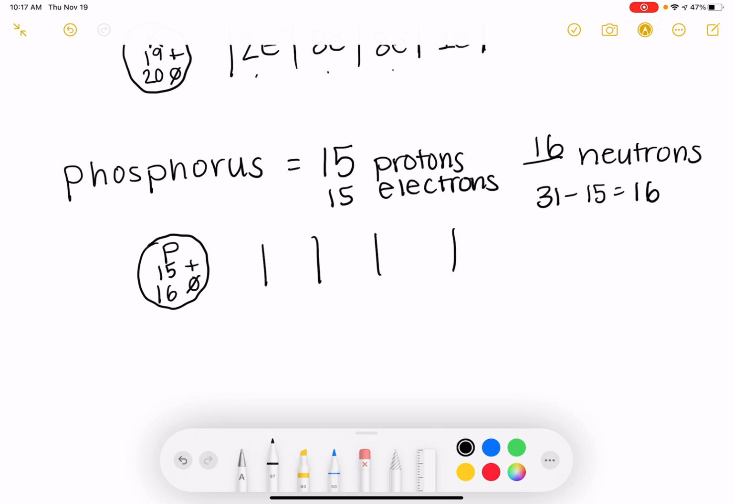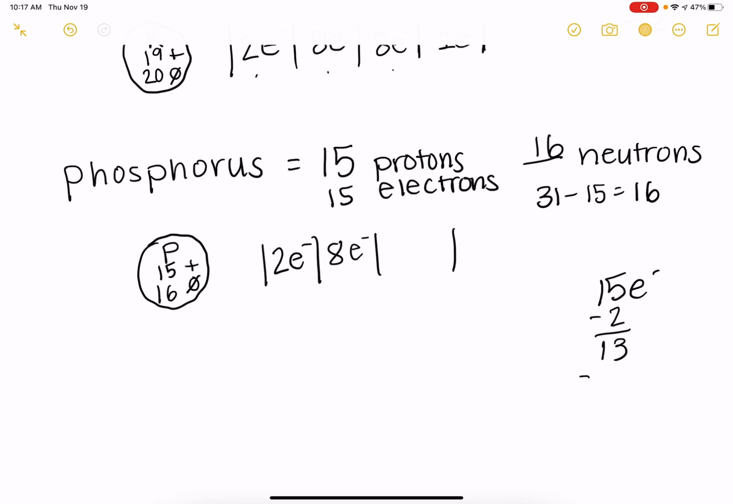Now we've got 15 electrons to work with. 2 always go in the very first shell. That leaves us with 13. 8 always go in the second. 13 minus 8 gives us 5. And then the last one could hold 8, but we've only got 5. So that's the end. We put that 5 right in there. This becomes our simplified diagram, and that's it.